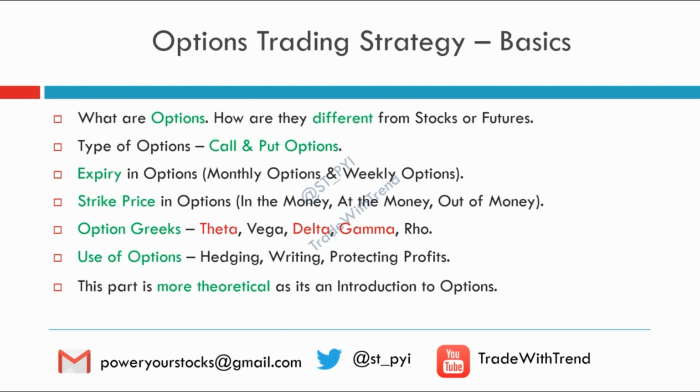I'll be talking in brief about options Greeks as well, but this is one topic I'll be covering in great detail in subsequent parts. In this particular part, I'll be focusing more on theta, delta, and gamma, and I'll be leaving vega and rho for the later parts. Then I'll be summing up the use of options and why options as an instrument should exist in your trading arsenal. Just a reminder, this part is more theoretical in nature because we need to have some sort of framework first before we can go and learn more about strategies and how to structure trades in options.